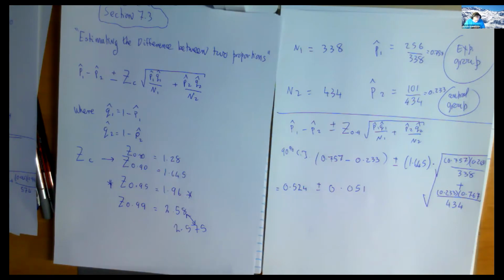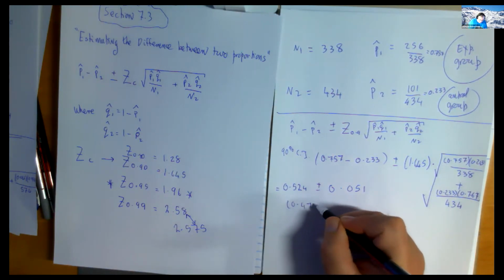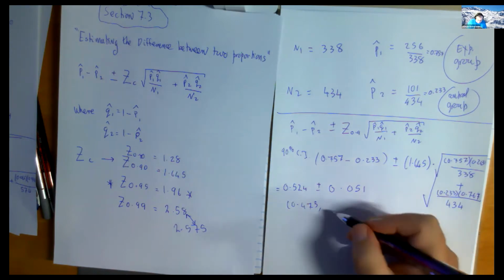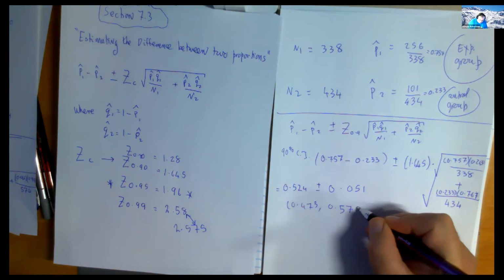And do a quick add and subtract, and we're finished. 0.051. That's nothing. 0.473 and 0.575.